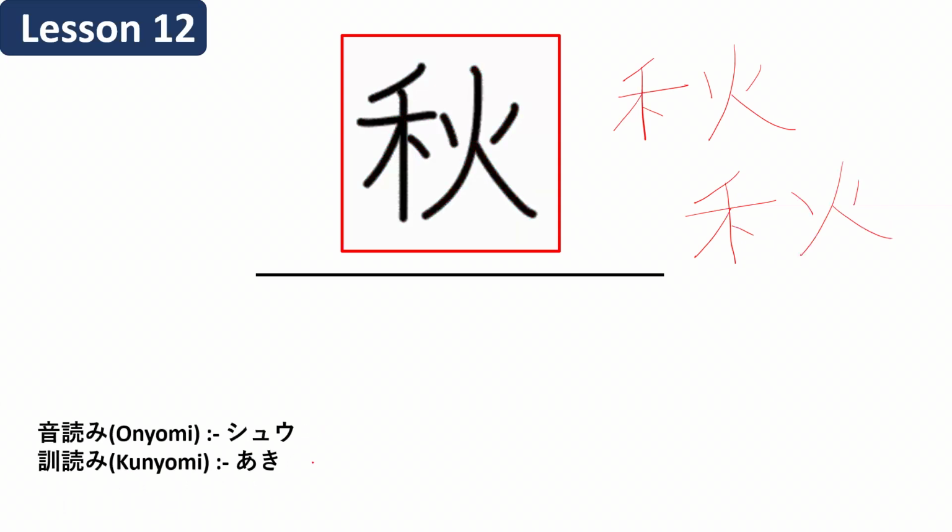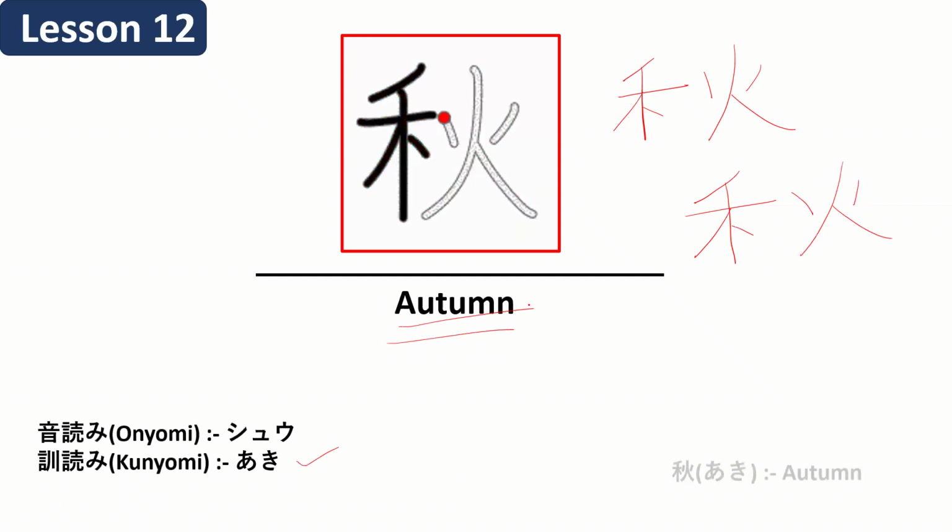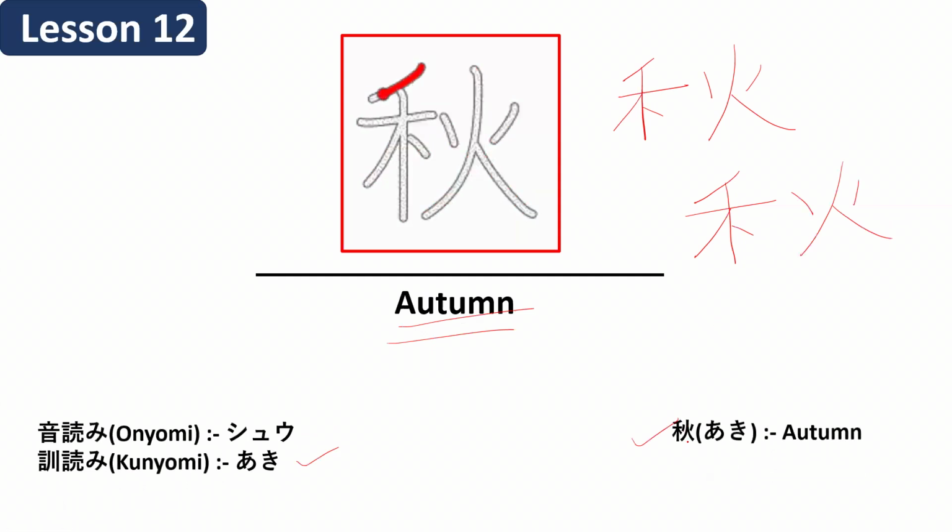Onyomi is shu. Kunyomi is aki. Aki is autumn. We have seen this kanji: fire, ka.